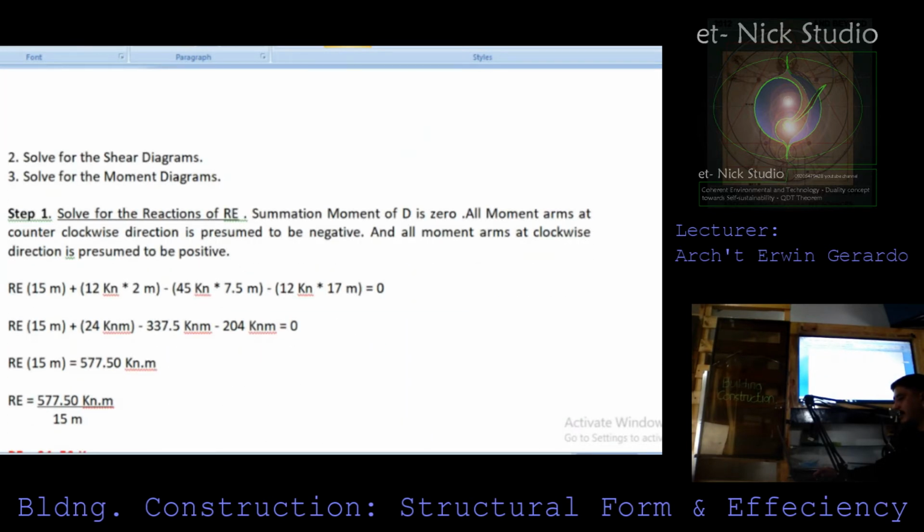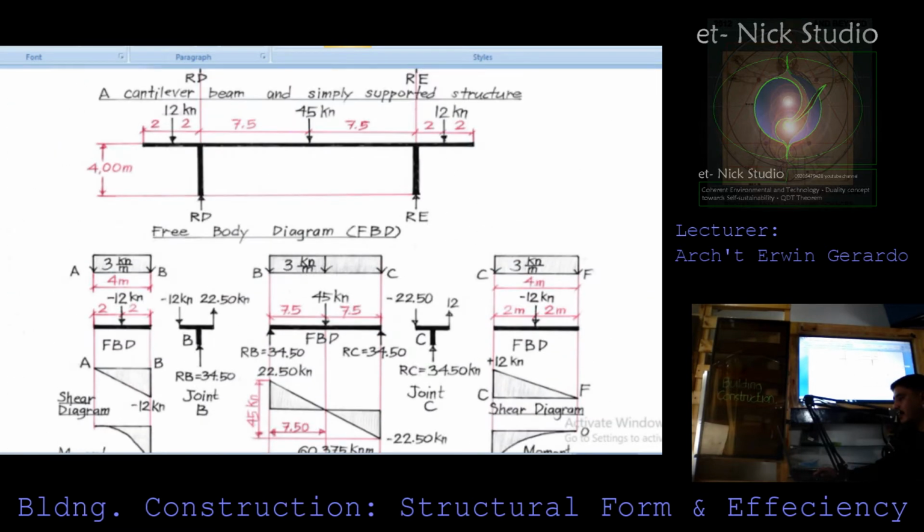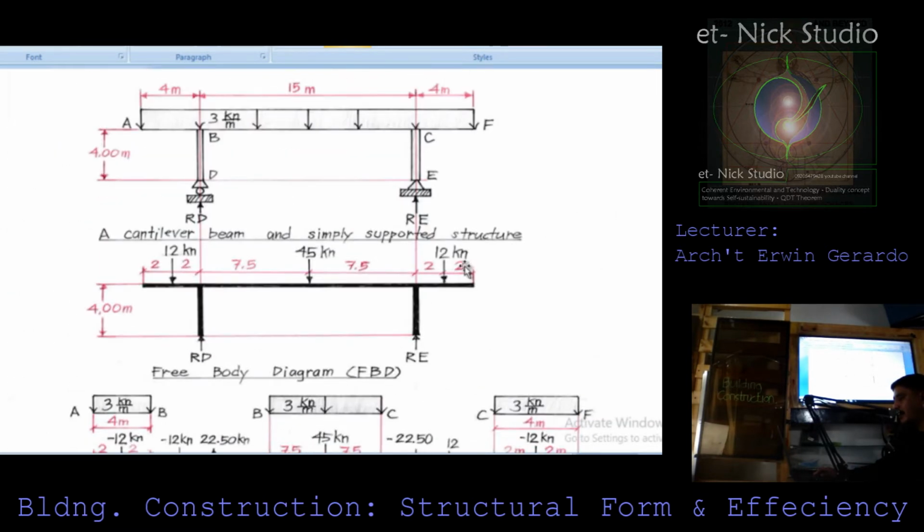The next term here is 12 kilonewton times 2 meters. It is positive, meaning same direction. So 12 kilonewton times 2 meters is positive.